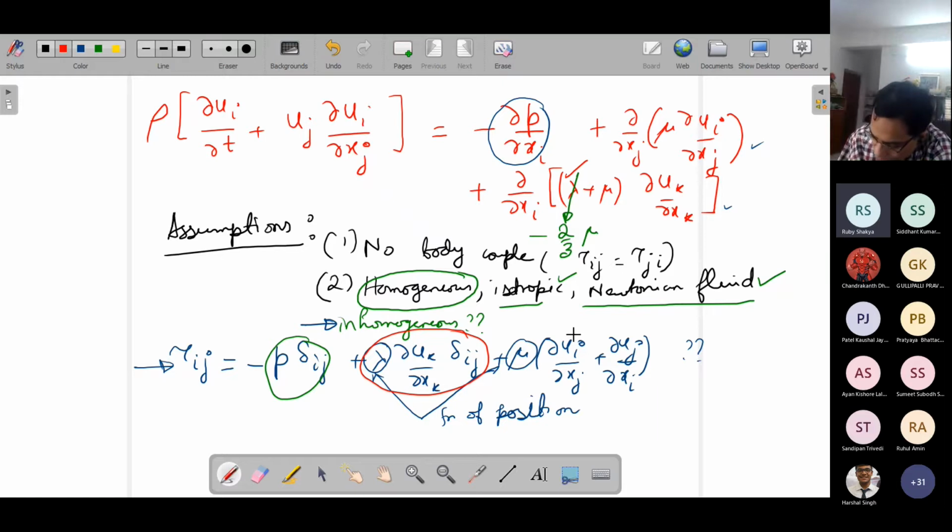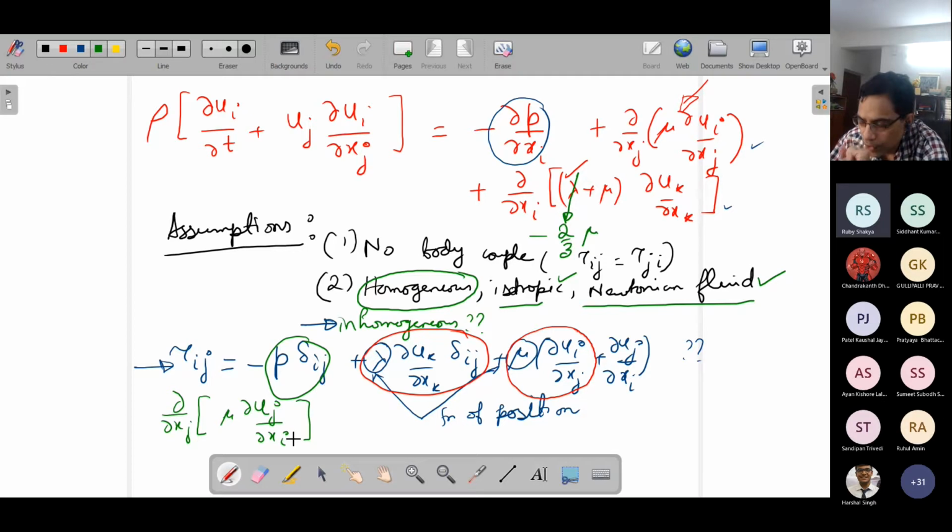Where is it? If you see the first term, this one, here even if mu is inhomogeneous, it's okay. But for the second term, there is a subtle manipulation that we made, and that is very critical here. What is that manipulation? So let me write the second term here. So the second term was this one.